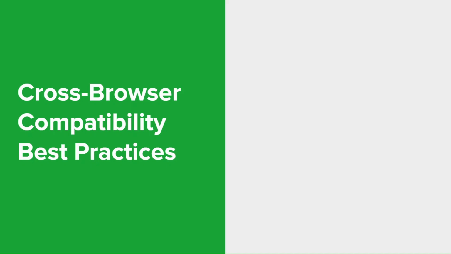So to achieve cross-browser compatibility, here are some best practices to follow. You want to use web standards, so write your code adhering to web standards like HTML5, CSS3, and JavaScript ECMAScript 6 or later. This ensures that your website is more likely to work as expected in modern browsers. Start with the basic functional version of your website and then enhance it with advanced features. This ensures that even if some features don't work in certain browsers, the core functionality remains intact.